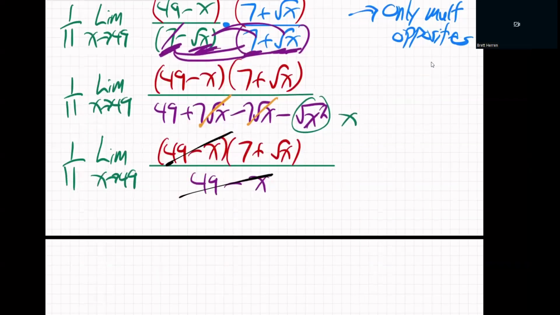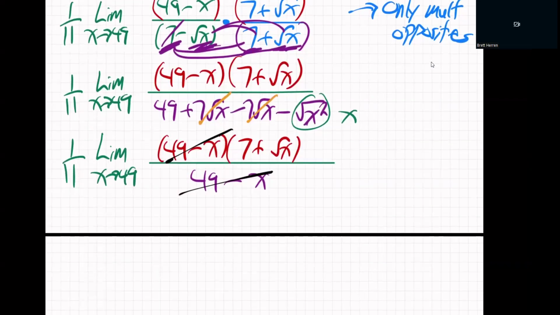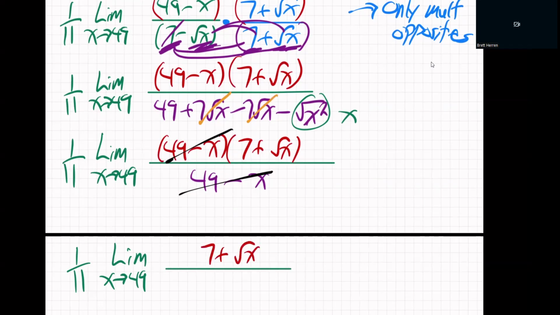Let's come down to here. Now we're left with 1 over 11, limit x to 49 of 7 plus root x. There's nothing on the bottom. You can just put a 1 down there if you want. In fact, we don't even need the denominator anymore. Let's just make it 7 plus root x.